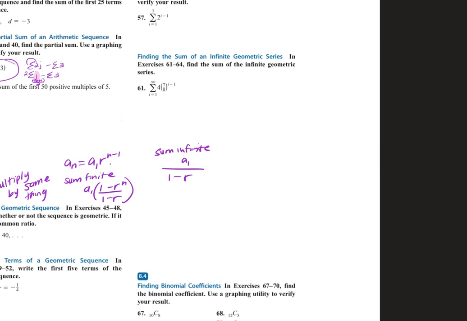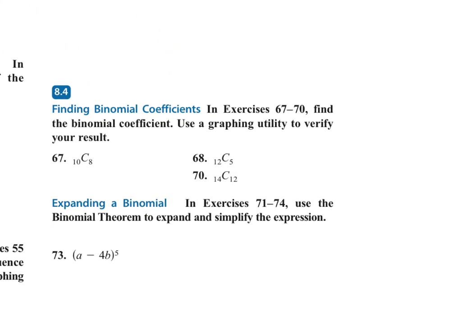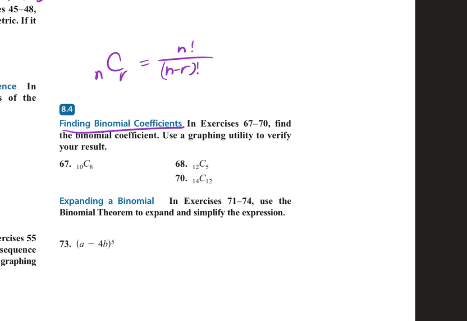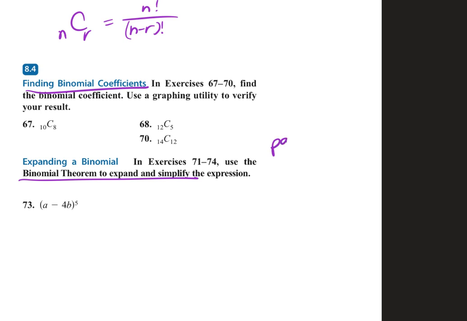Okay, then we went to 8.4, and 8.4 was your binomial coefficients. Okay, your nCr, which is n factorial over n minus r factorial times r factorial. No, sorry, C doesn't have that one. It's this. And you did your binomial expansion. So this is where you want to know Pascal's triangle.